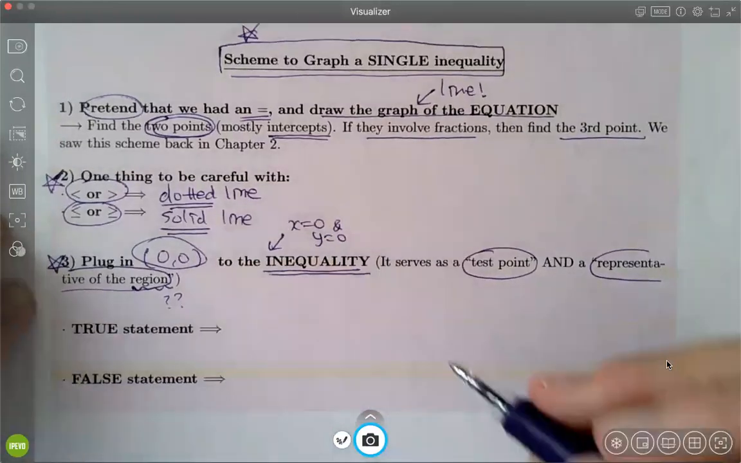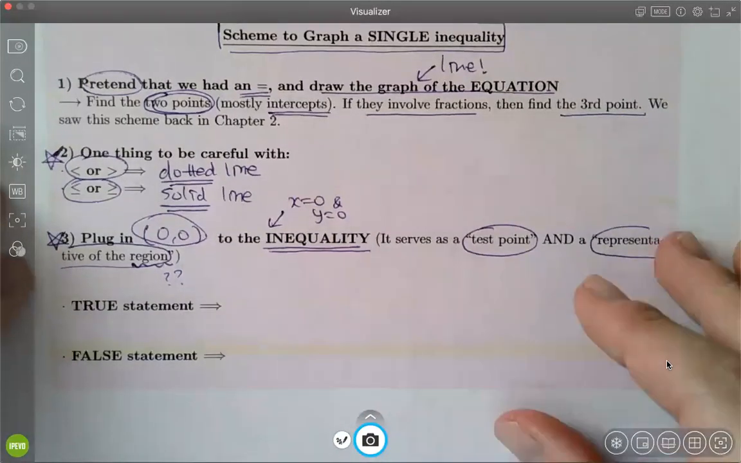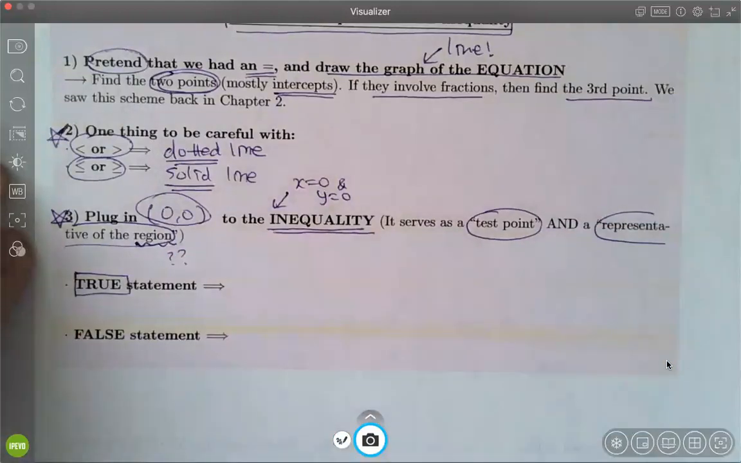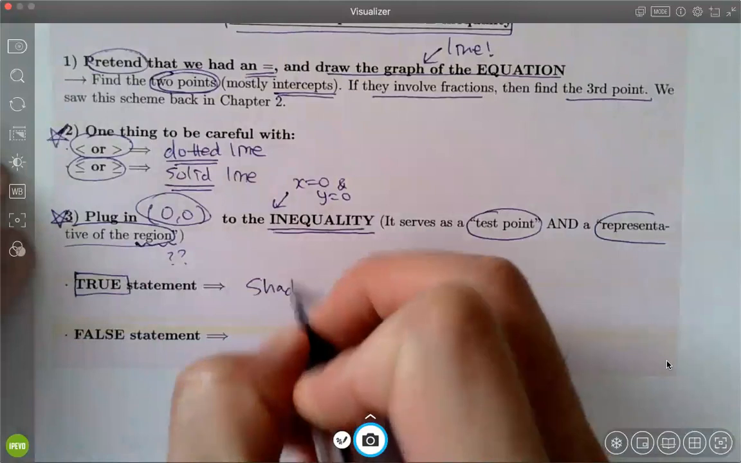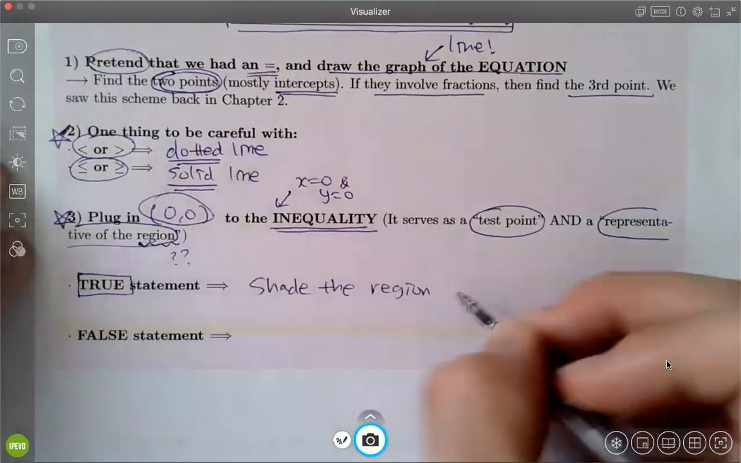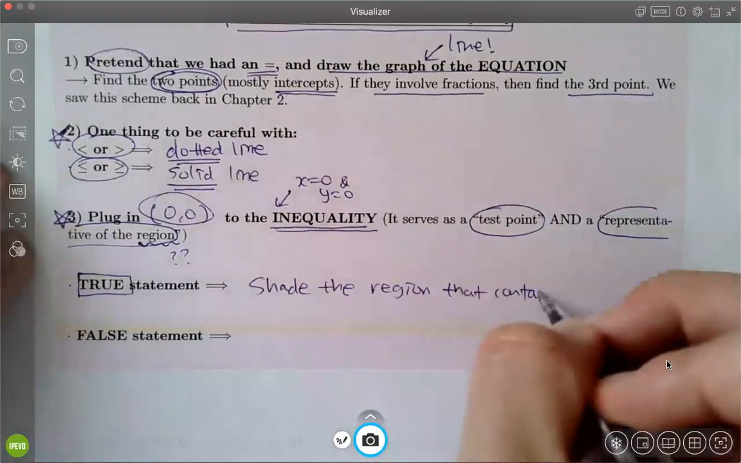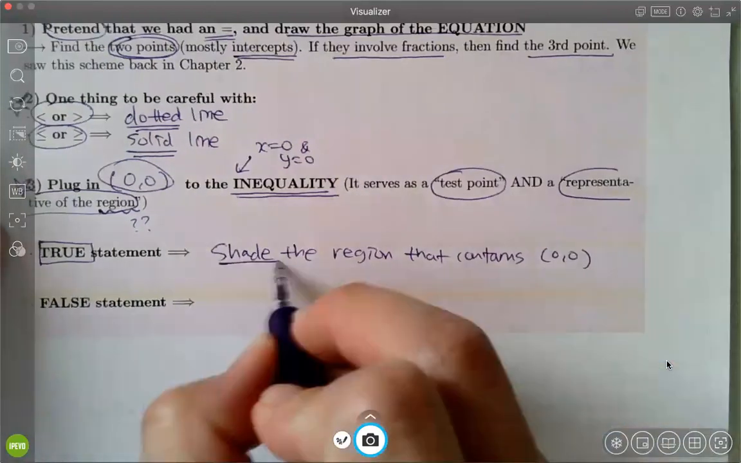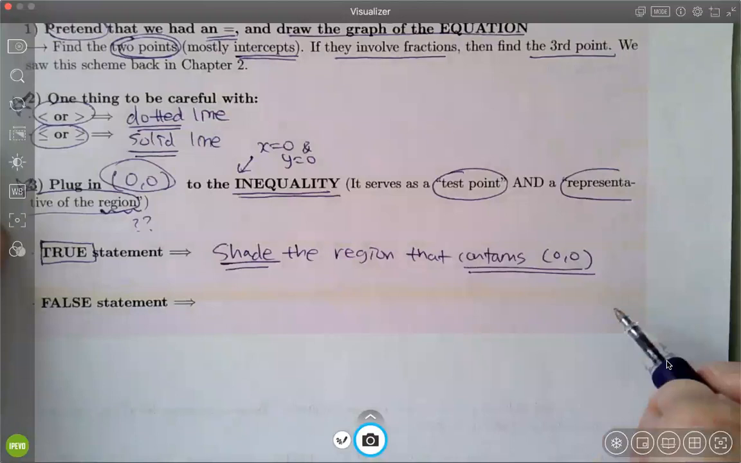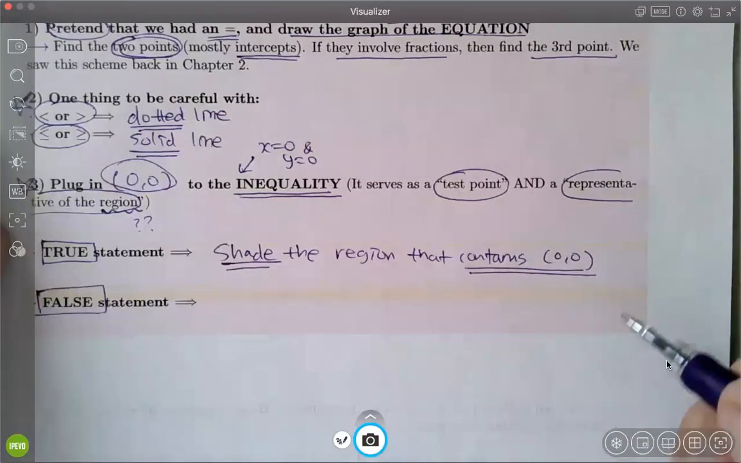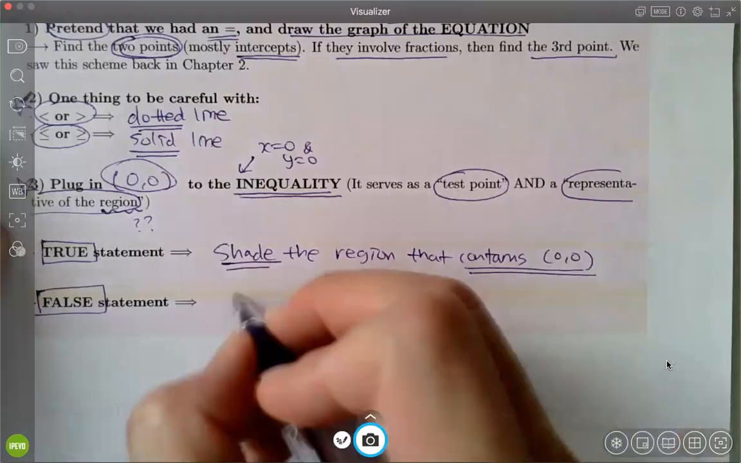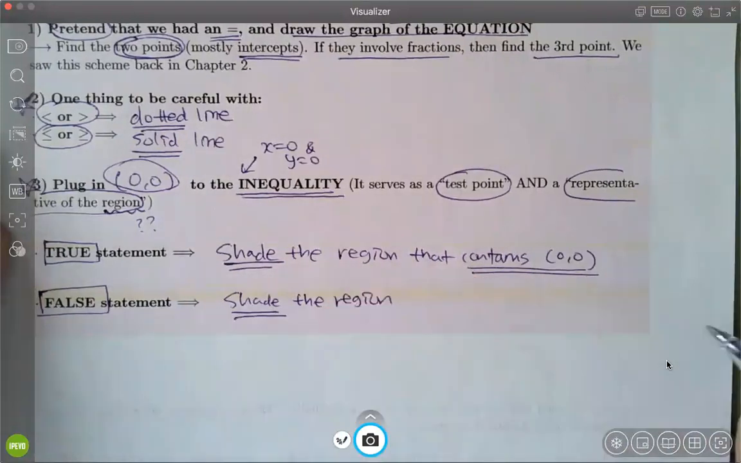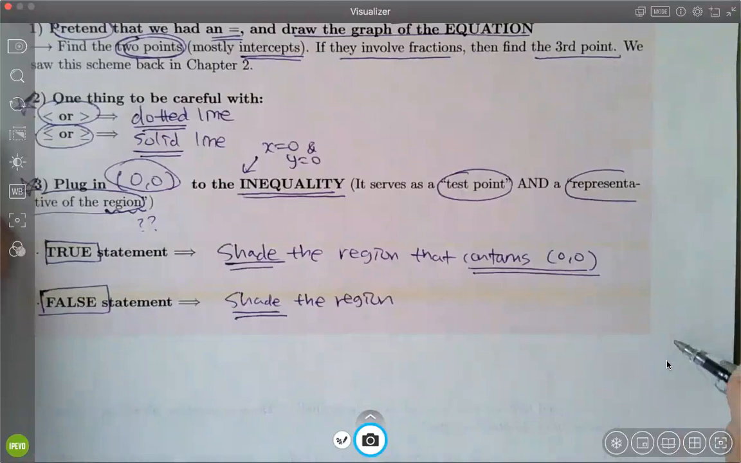And now, you will get one of these two statements. If you get a true statement when you plug in x equals 0 and y equals 0, you shade the region that contains this point, which is the origin. So you shade the region that contains the origin. And if you get a false statement, you don't ever say no solution. You still shade. But what kind of region needs to be shaded? Whichever region does not contain the origin.